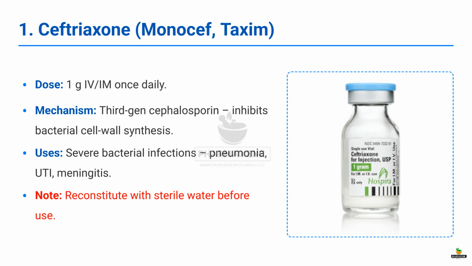First, ceftriaxone, also known as monosef or Taxim. It's given as a 1 gram IV/IM dose once daily. This third-generation cephalosporin inhibits bacterial cell wall synthesis, treating severe bacterial infections like pneumonia, UTIs, and meningitis. Remember to reconstitute it with sterile water before use.